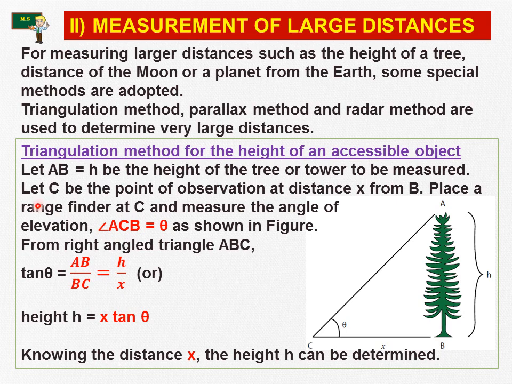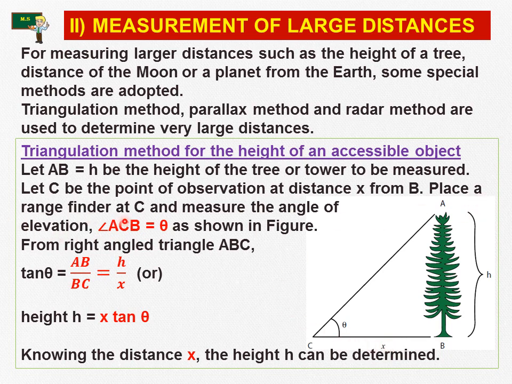Let AB is equal to H. That means the top of the tree is A and the bottom is B, and AB is equal to H, the height of the tree or a tower to be measured. Let C be the point of observation at a distance x from B. We have taken a distance for the observation, that means we can see this height from here itself. This distance is referred to as x.